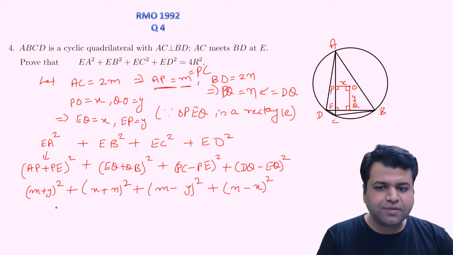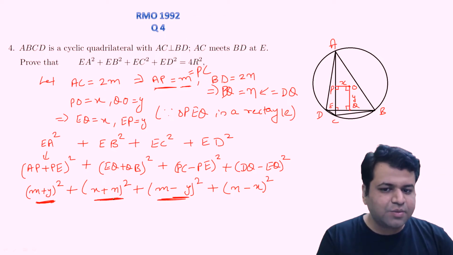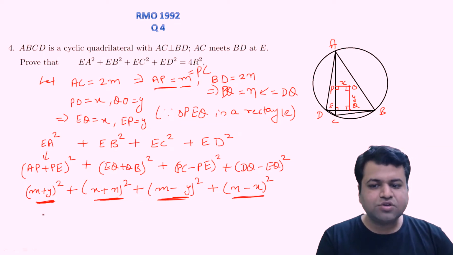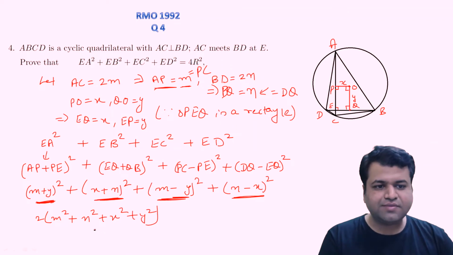Now if you open up these whole squares, there will be a term 2my and a term minus 2my, which will cancel out, and again here there will be one term 2nx, which will cancel out with this minus 2nx. So all we are left with is twice of (m square plus n square plus x square plus y square). That is what we were left with, right?